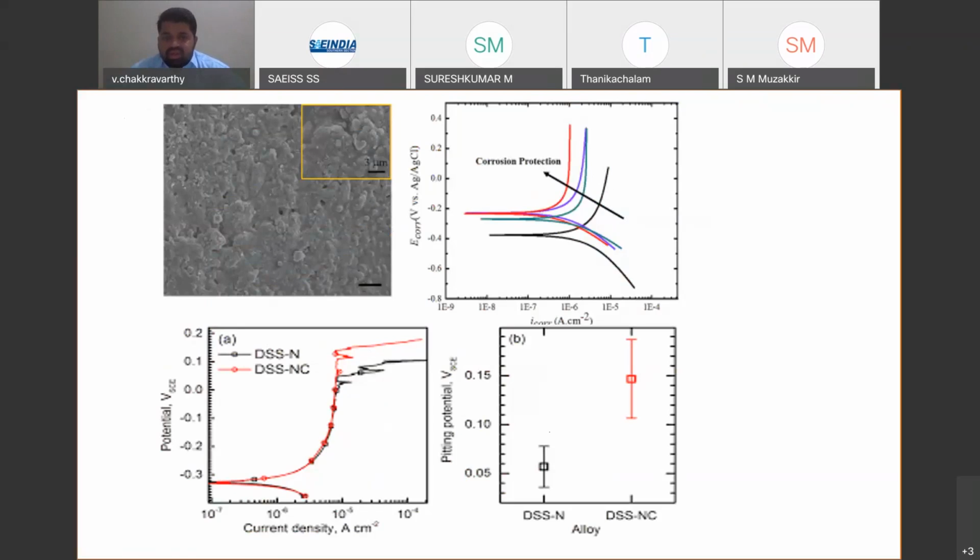Then secondarily, we have to go through the ECOR and ICOR values. If the ECOR value is very high, and the ICOR value is very low, then that material is highly corrosion resistant. That's it. Wherever we do testing, they will provide the ECOR and ICOR values. First, go through the ECOR and ICOR values. Whichever has a very high ECOR value and a very low ICOR value, just mark it, that would have the very high corrosion resistance. That is a simple way to evaluate which material is corrosion resistant.